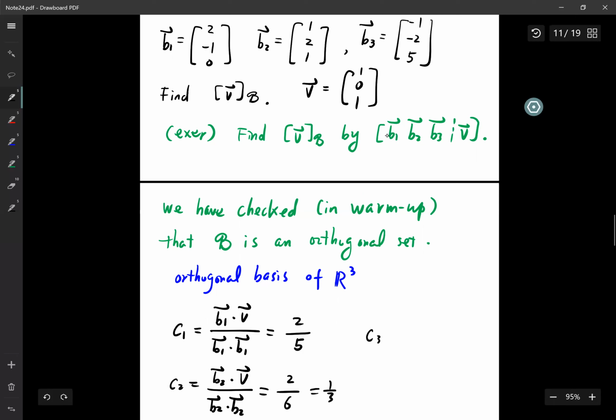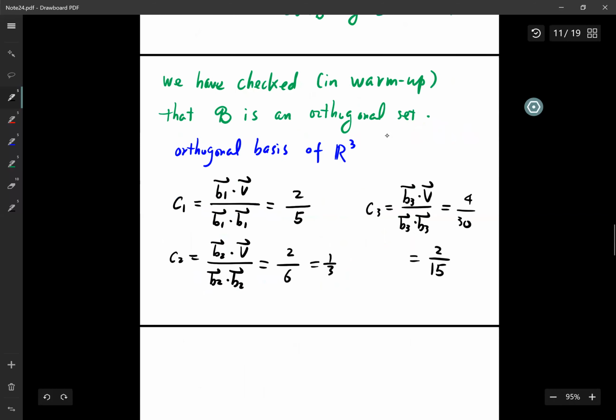C3 is B3 dot V, and this is B3 dot B3. So B3 dot V is -1, and this is 5 times 1, this is 4. And divided by 1 plus 4 plus 25, this is 30. And therefore, this is 2 over 15. So you see, this is way easier than solving the linear system. Any question?